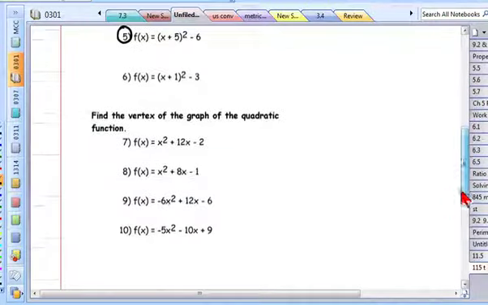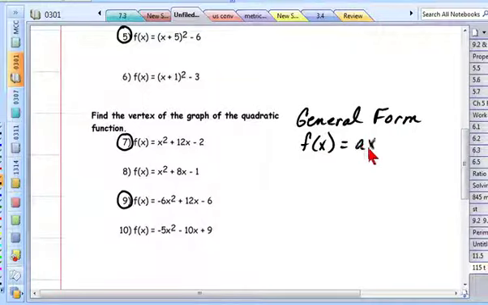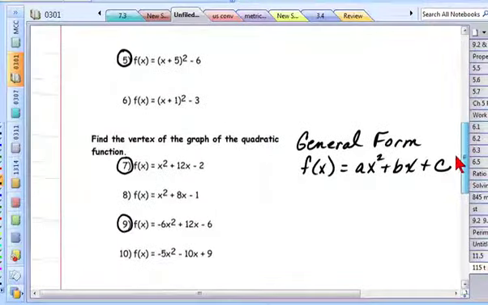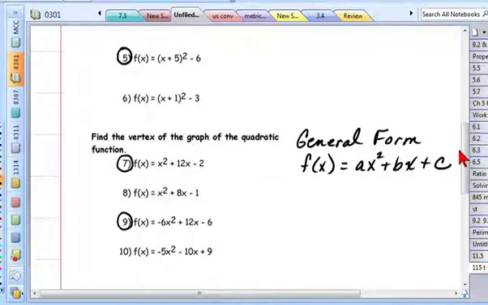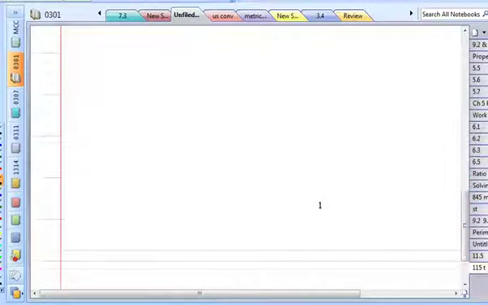As we go on, I'm going to do number 7 and number 9. We're going to find the vertex. These are in general form, and that means f of x is equal to ax squared plus bx plus c. Okay, so we have standard form, we have general form. But no matter what form, I'm going to be asking you to find the vertex.